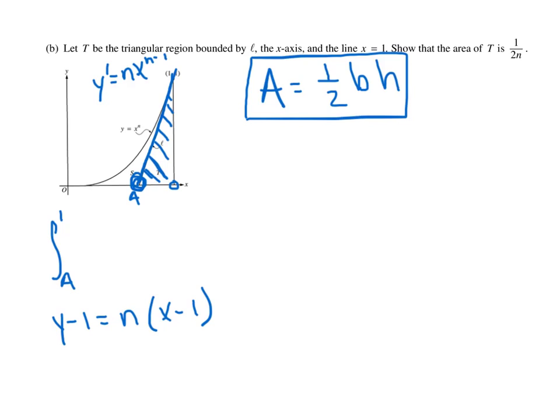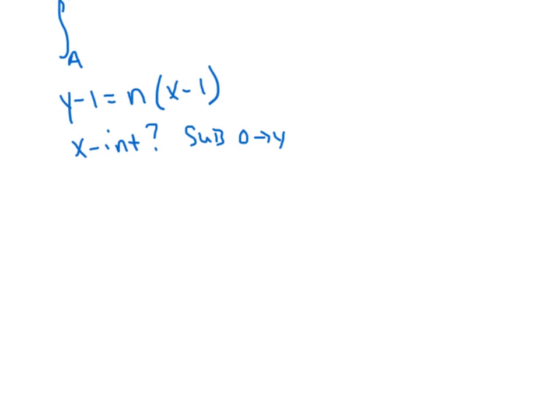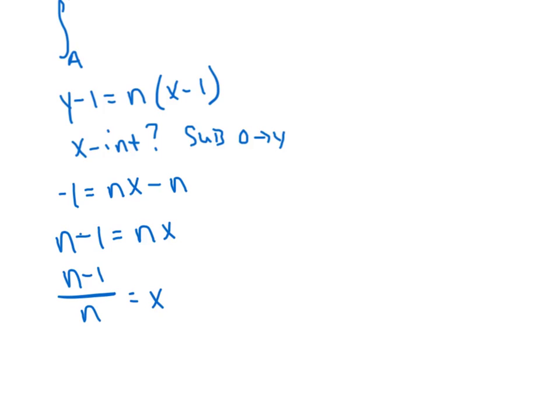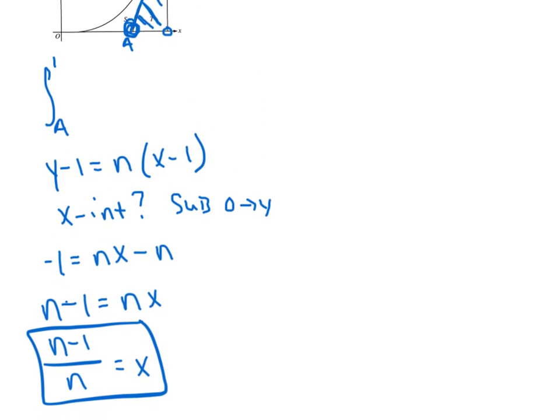Now what I'm going to try to do is find the x-intercept of that tangent line. And if I want the x-intercept, that means I'm going to have to substitute a 0 in for y. So let's see what that gives me. Negative 1 equals n times x minus n. If I distribute the n, add the n over, and then divide by n, I'm going to say n minus 1 all over n is the x-intercept, which corresponds to this point right there.